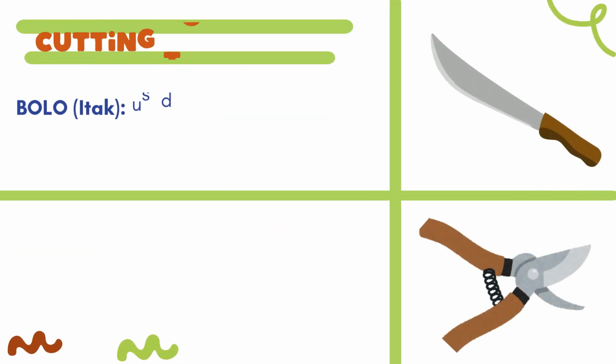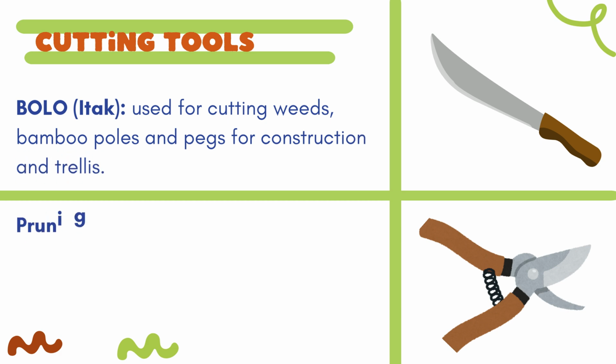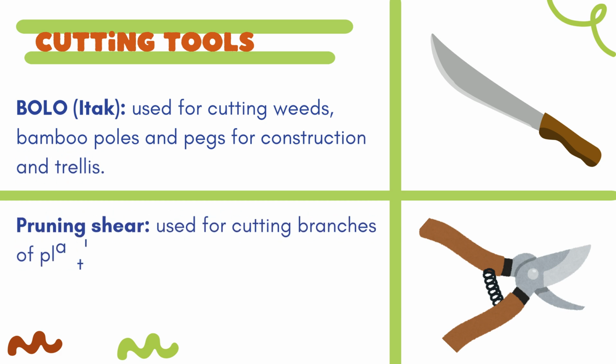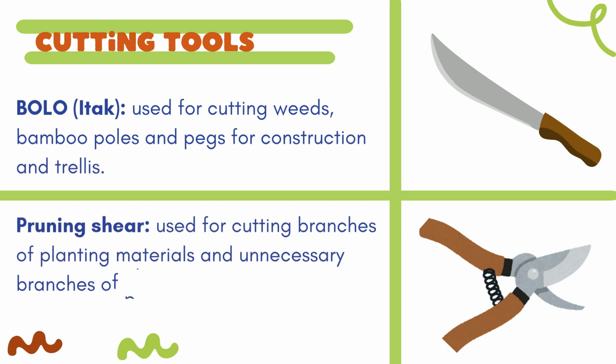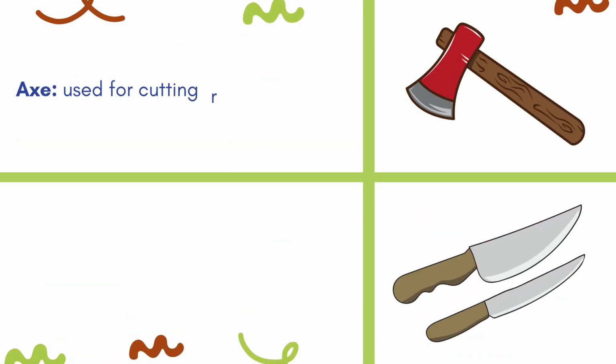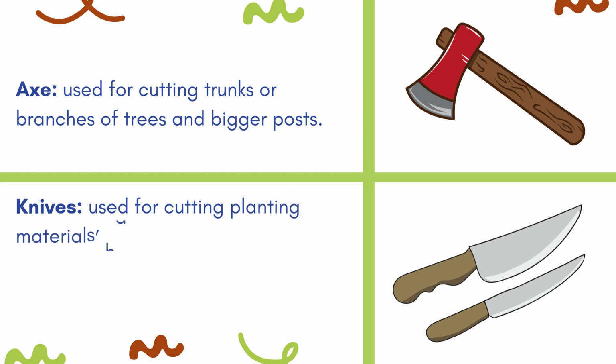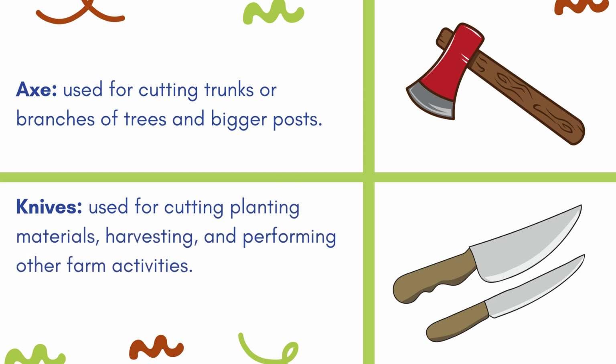Cutting tools. Bolo, itak, used for cutting weeds, bamboo poles, and pegs for construction and trellis. Pruning shear, used for cutting branches of planting materials and unnecessary branches of plants. Axe, used for cutting trunks or branches of trees and bigger posts. Knives, used for cutting planting materials, harvesting, and performing other farm activities.